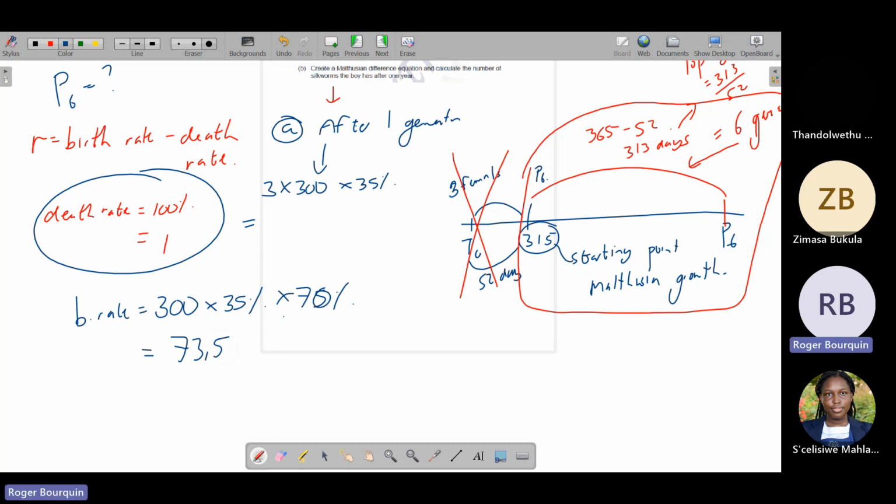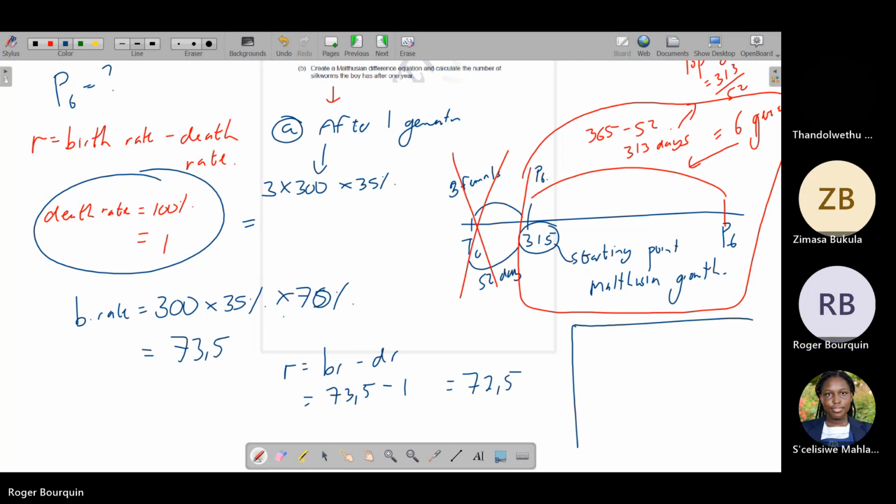Okay, so your growth rate R, which is your intrinsic growth rate, is going to be birth rate minus death rate, which is 73.5 minus the death rate, which is 1. So R is 72.5. Okay, let's talk about percentage now. No, it's not a percentage. So what's my formula going to be?